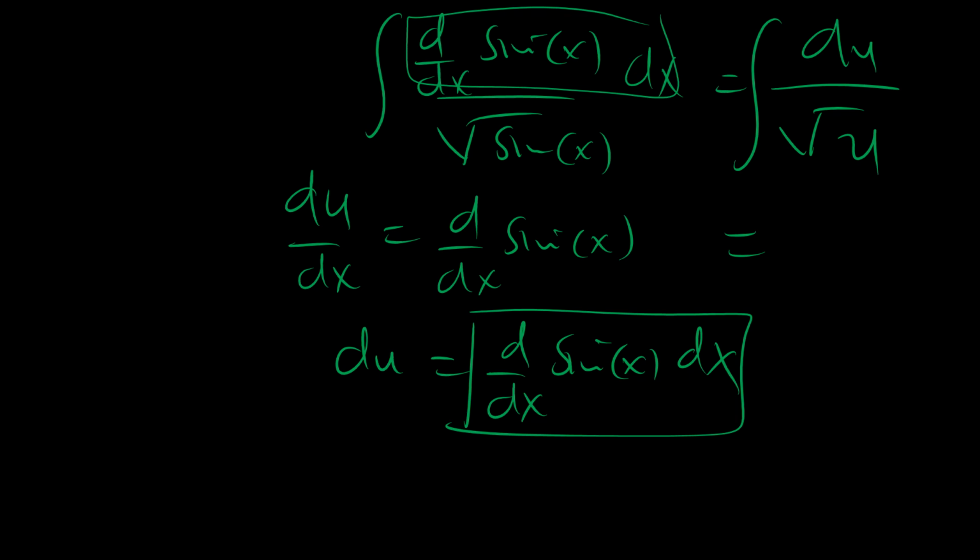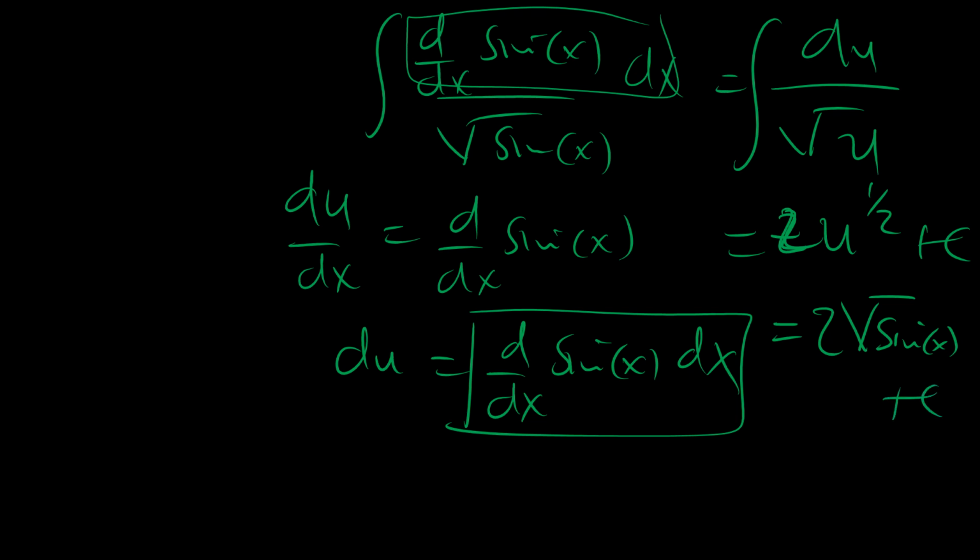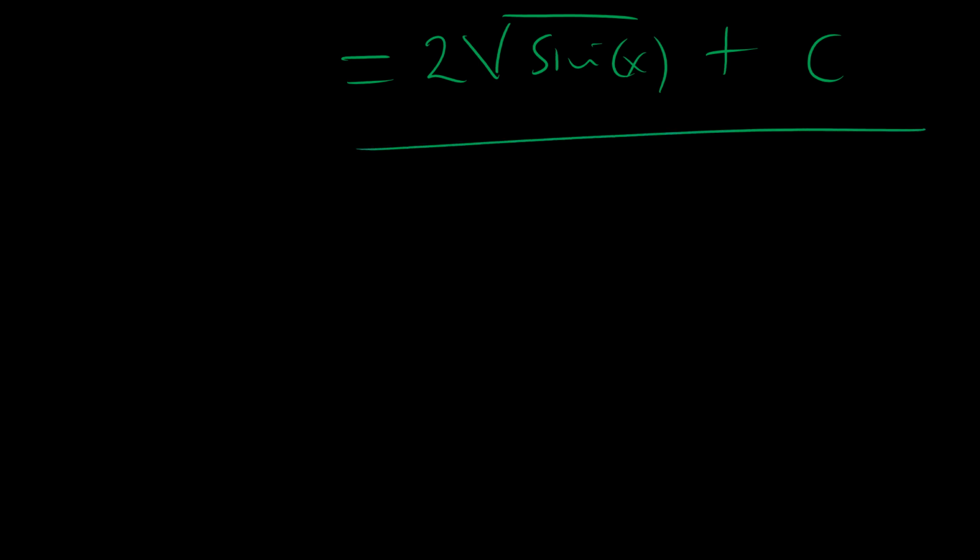And this is the same as twice u to the power a half plus integration constant, and u is sine x plus c. So our answer would be twice the square root of sine x plus the integration constant, and that is the answer that was required of us. So as simple as that.